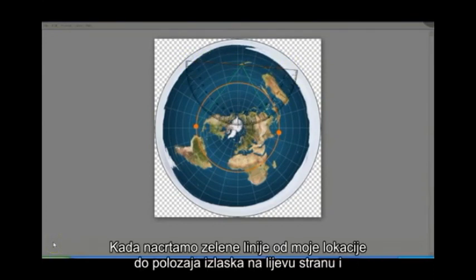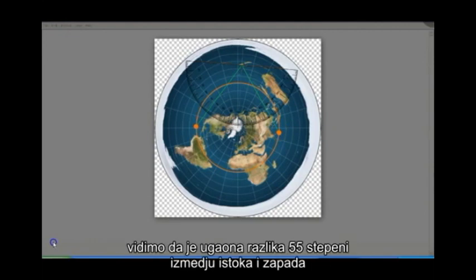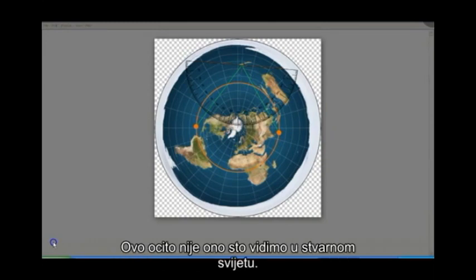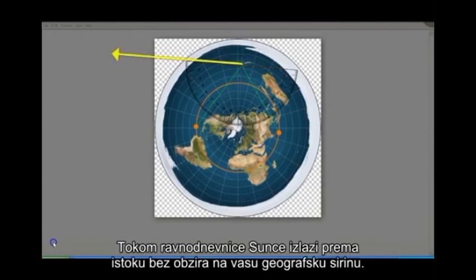When we draw green lines from my position to the actual position of sunrise on the left and the actual position of sunset on the right, as shown on the official flat earth map, we see that there is an angle difference of 55 degrees between due east, due west and the actual position shown on the flat earth map. This is clearly not what we see in the real world. At equinox, the sun rises due east regardless of your latitude.